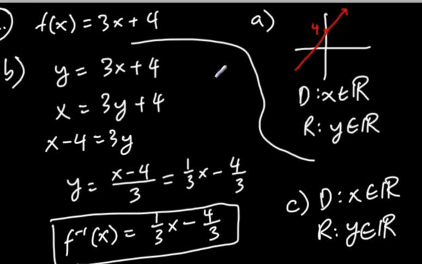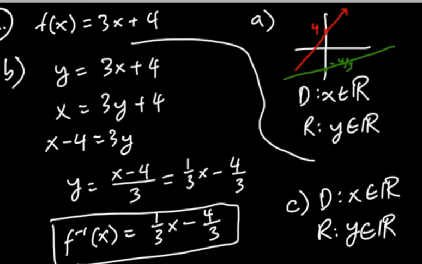And the last part says to sketch both of them. So since we have this equation right here, this is 1/3 x minus 4/3. So minus 4/3 will be somewhere over there. It's going to be a shallower slope, because it's 1/3 compared to 3x. So it's going to look something like this.